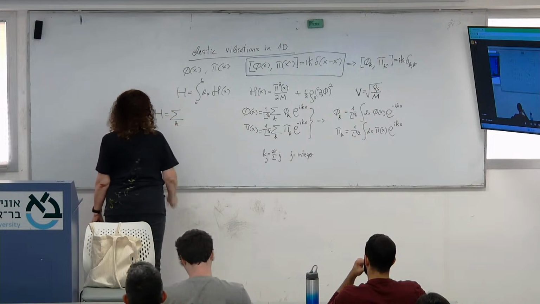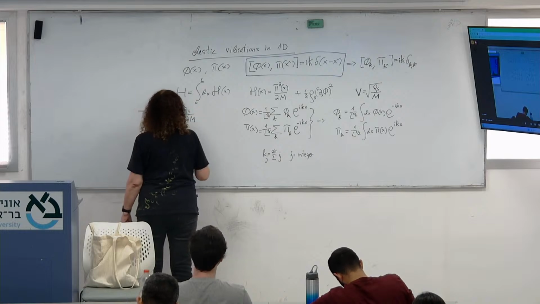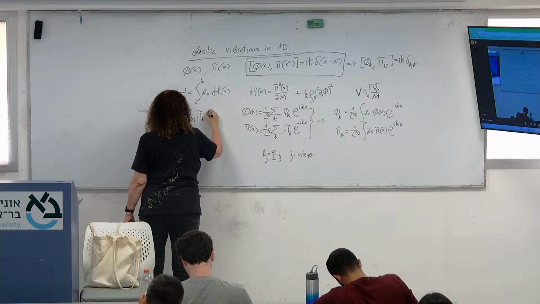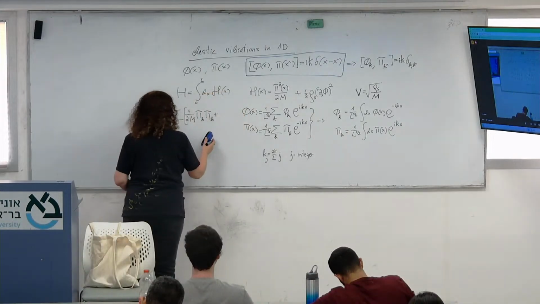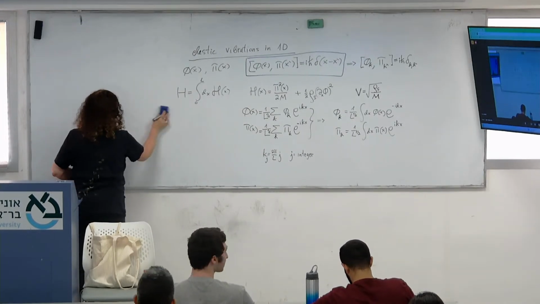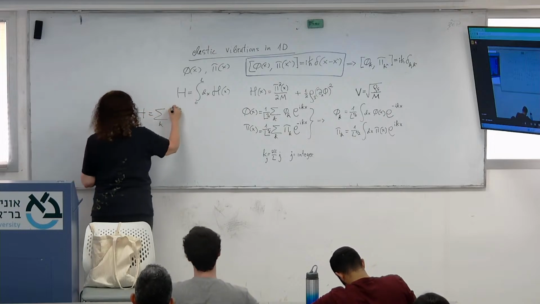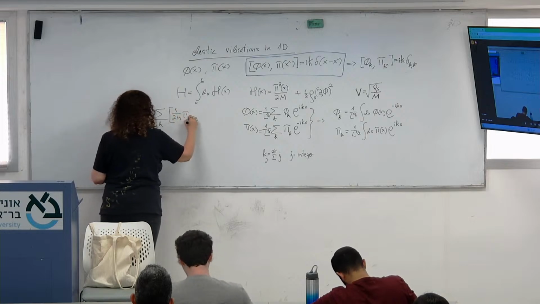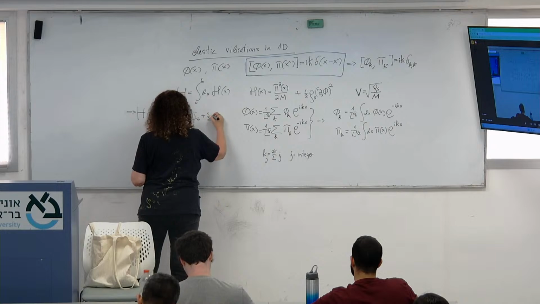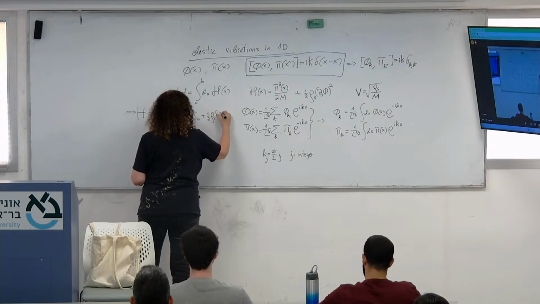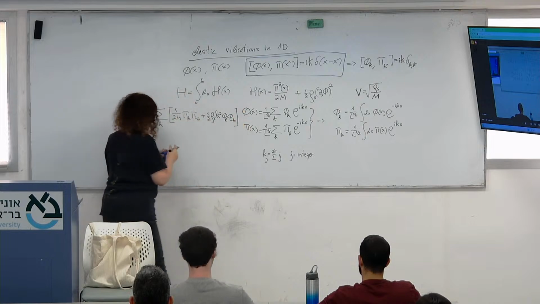It's a sum over k of, first term is 1 over 2m pi k pi of minus k, okay, plus 1/2 rho s k squared phi k phi minus k. Okay?